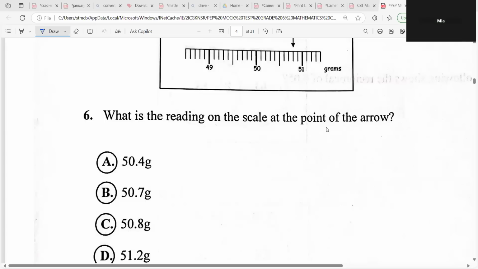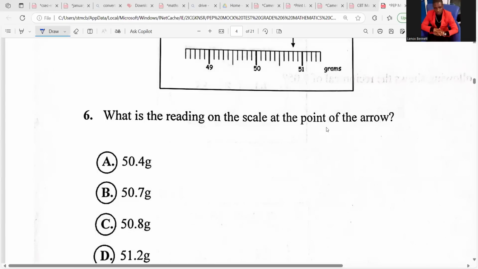Sir, I chose C because D could work since it's over 51, but the arrow is clearly pointing to a number that is lesser than 51. So between 50 and 51, I just counted the strokes until I reached where the arrow was, and I got 50.8 grams as the right answer. All right, thanks so much.